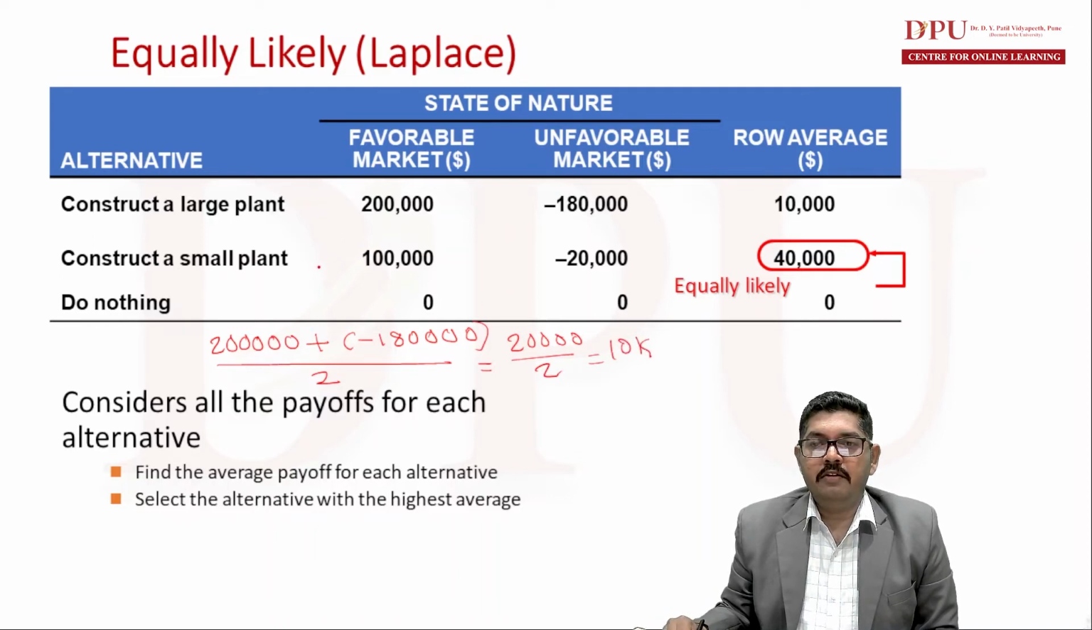Similarly, we calculate the Laplace criterion for choosing a small plant. So 1 lakh plus minus 20,000 divided by 2 will give us 40,000, and for doing nothing it will be 0. So we choose the maximum value from the last column, which is 40,000. So when we consider the Laplace criterion, the best solution is constructing a small plant.